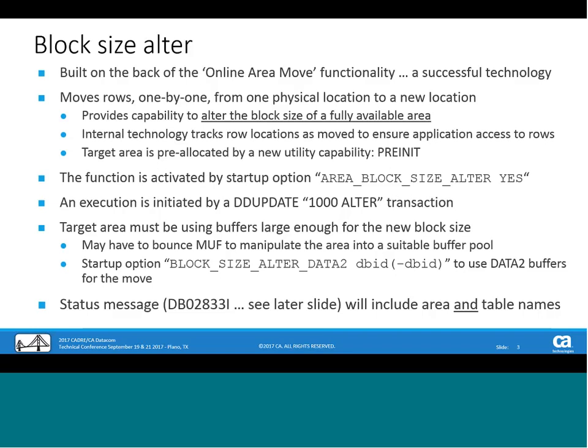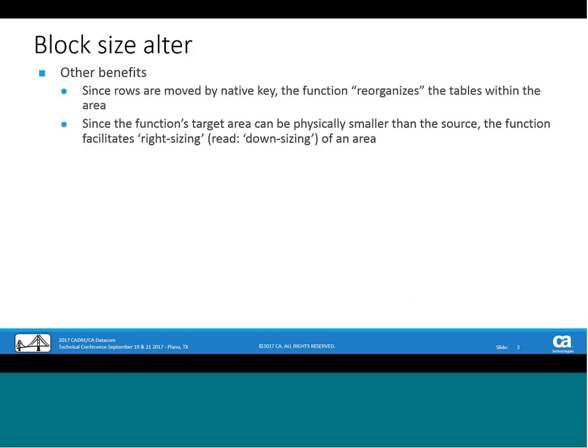And finally, we'll see examples of the status message, and what that will include, I've mentioned here, is both area and table names. What you're doing here is moving an area. That area may be multiple table names. So the message will include both area and table names so you can check its status.